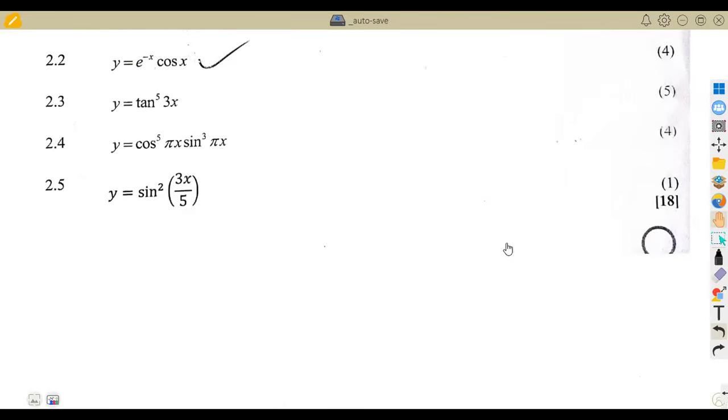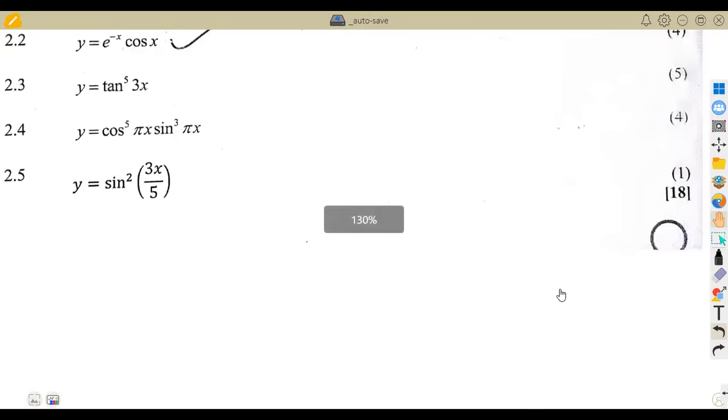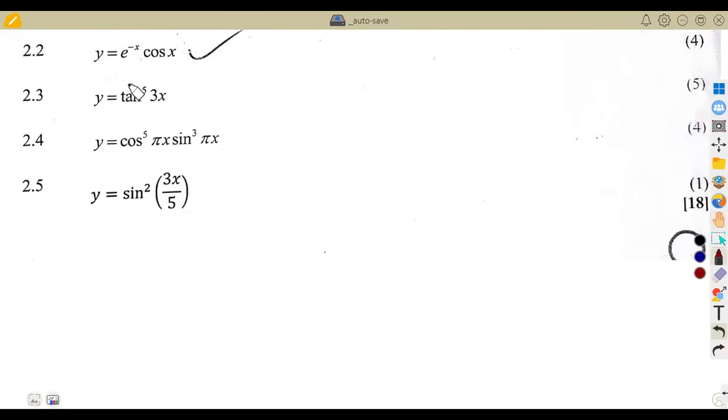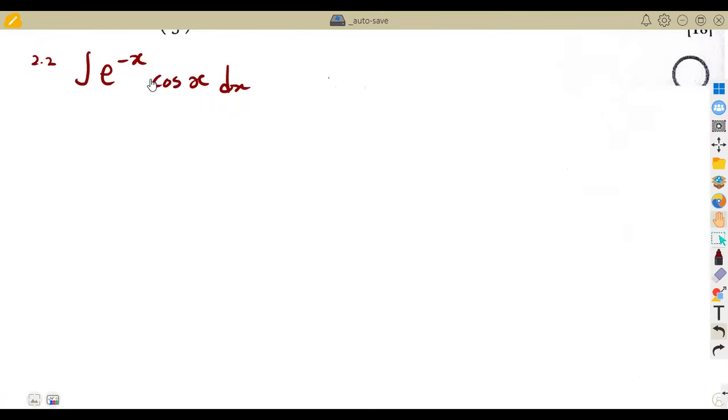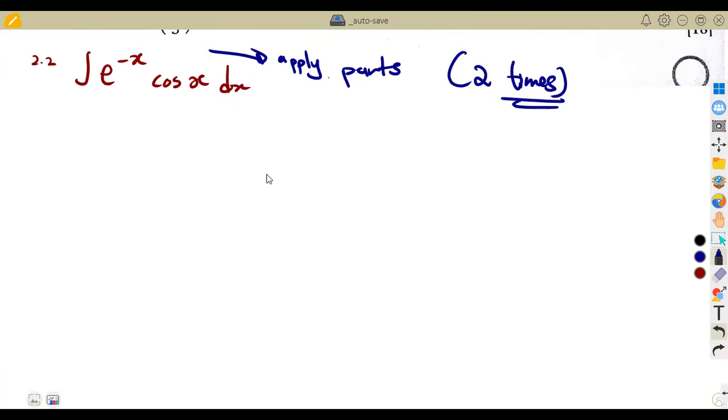Question 2.2, again, it is integrate y with respect to x. And this time, it is 2.2, the integral of e to the exponent of minus x, the cosine of x with respect to x. So whenever you are working with an exponential and a trig function, you are supposed to apply by parts. We talked about this, all right? You are supposed to apply by parts 2 times. You're going to see that you applied by parts 2 times.